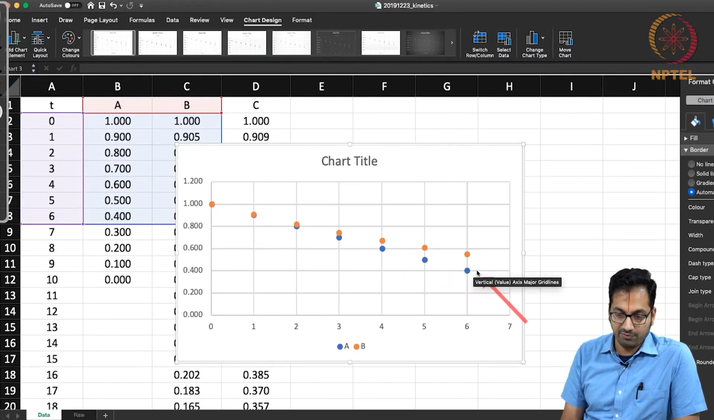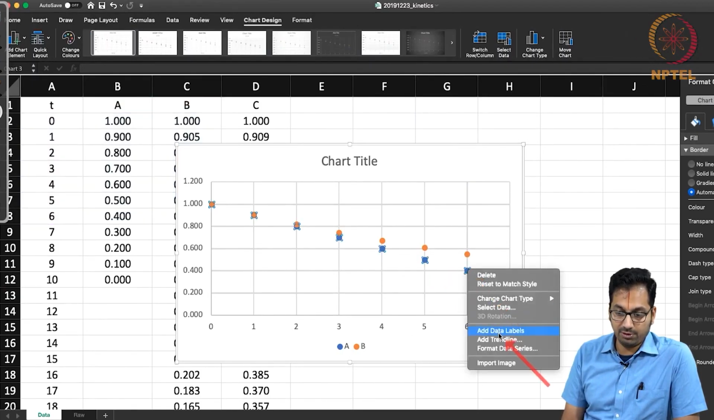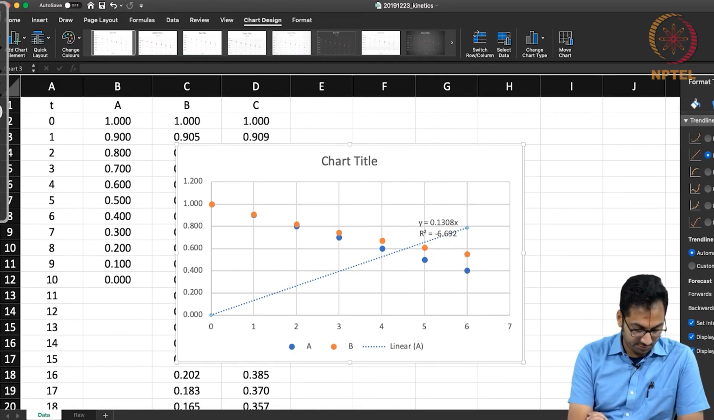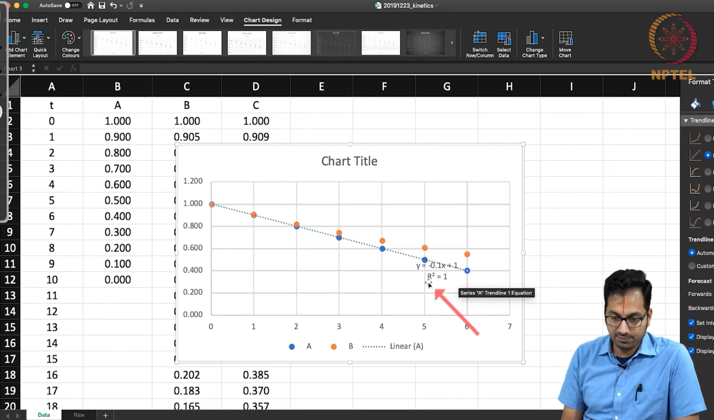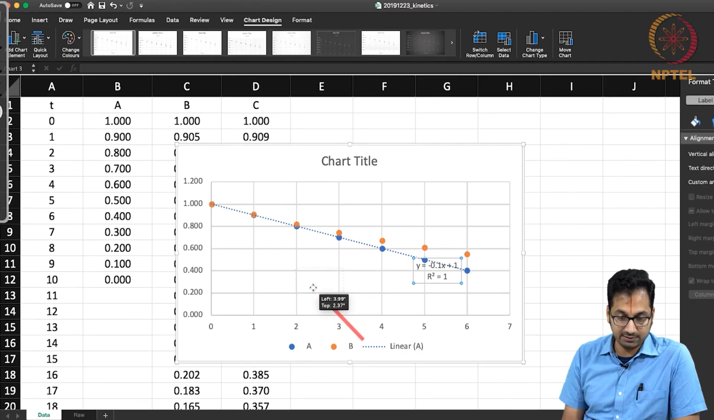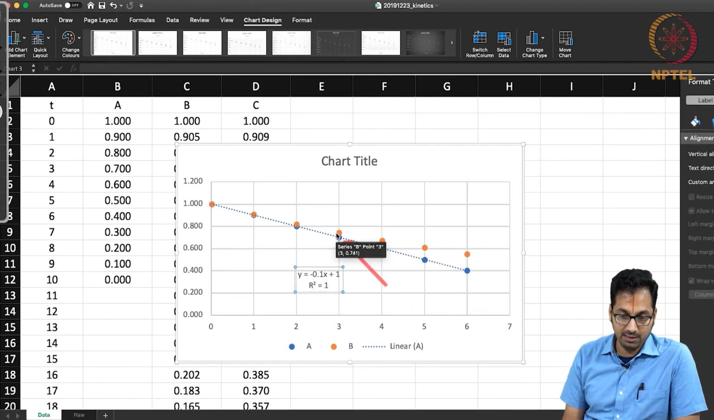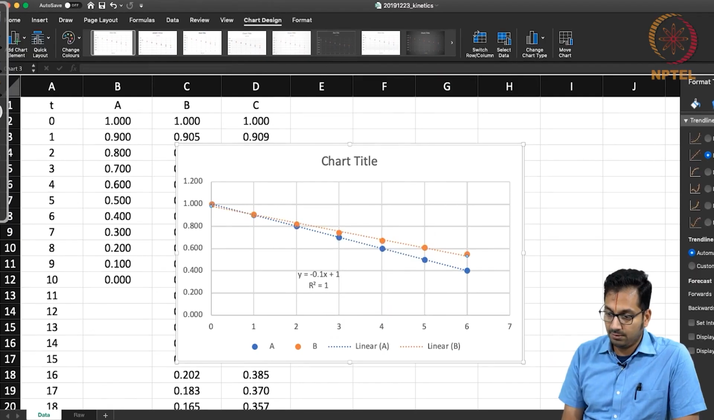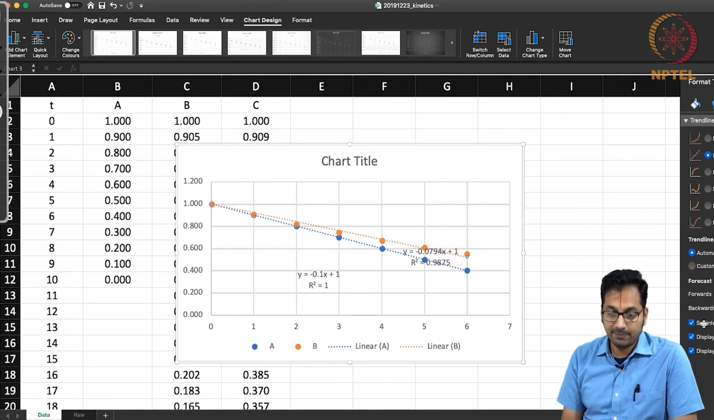So we can try to fit the one that we found out as the zero order reaction. Of course, the intercept has to be set to 1, not to 0, because we know for a fact the concentration that you started with. On the other hand, let us try to fit the orange line. Then we can display the equation, display R square, and display the intercept. Set the intercept to 1.